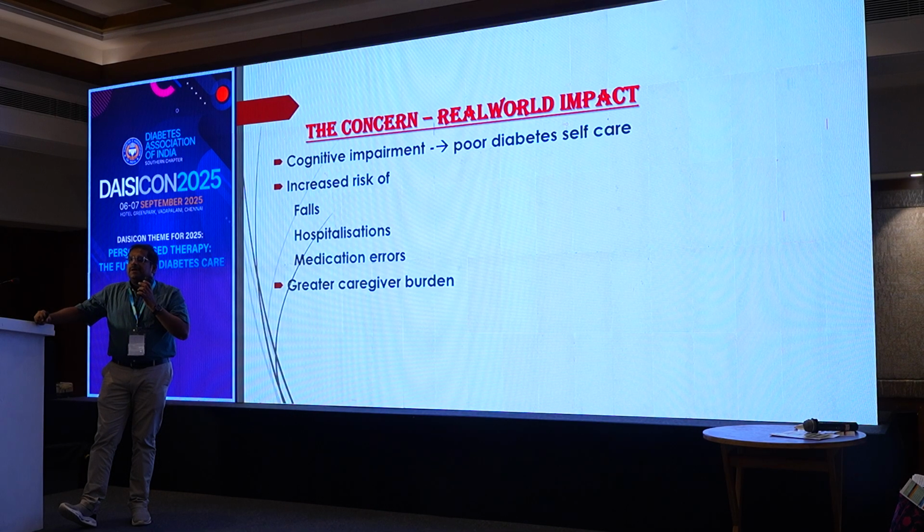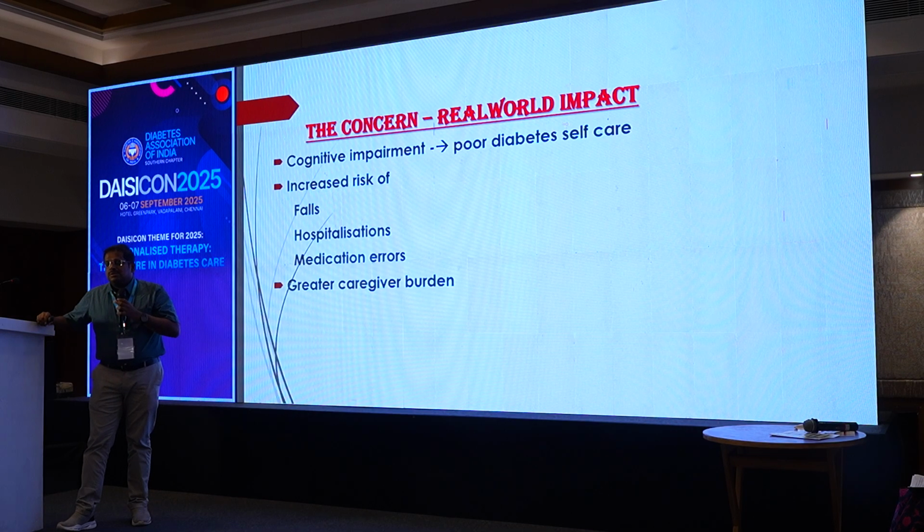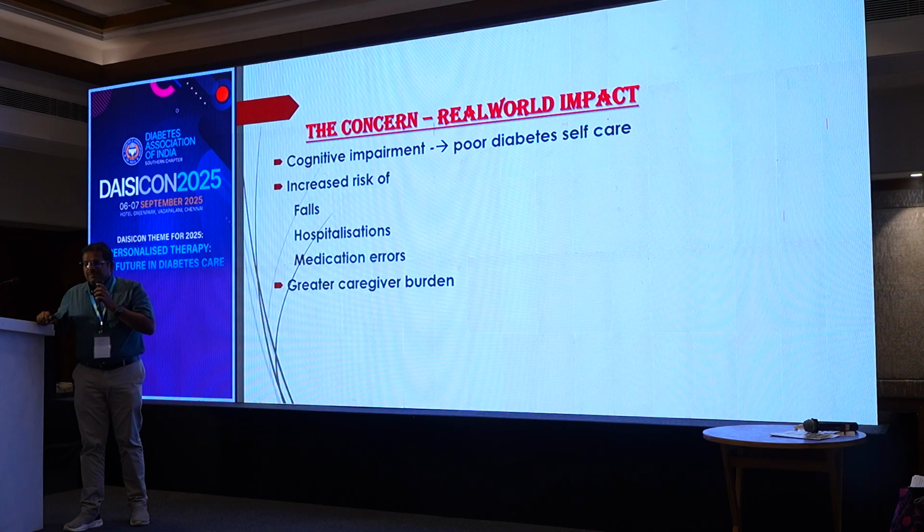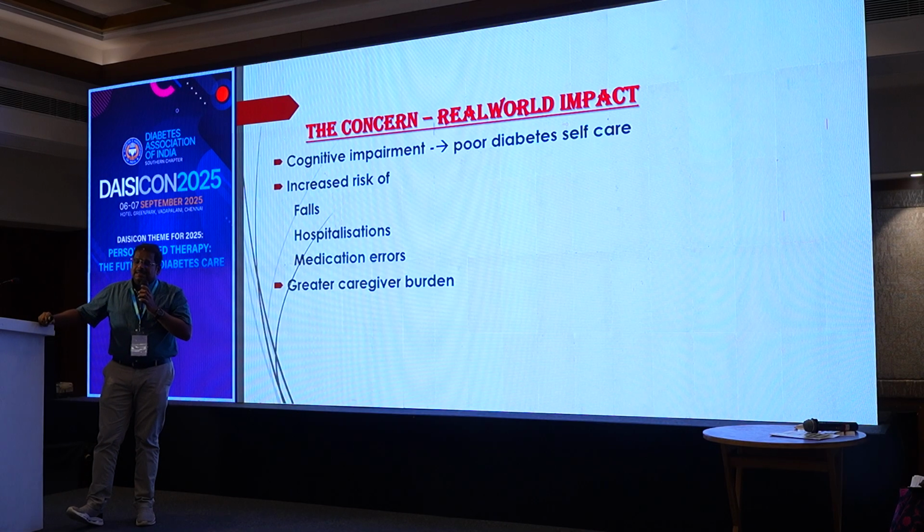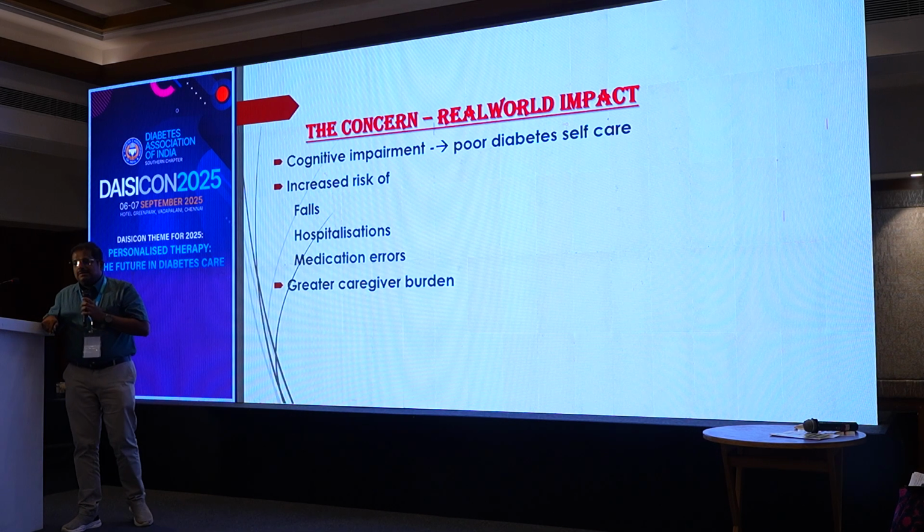Medication errors mean the patient may skip doses of oral antidiabetic drugs or insulin, or inadvertently take double the dosage of the medicines, leading to hypoglycemia. So medication error is more possible in the dementia patient. So definitely a caretaker is needed for a dementia patient, which gives a greater caregiver burden.